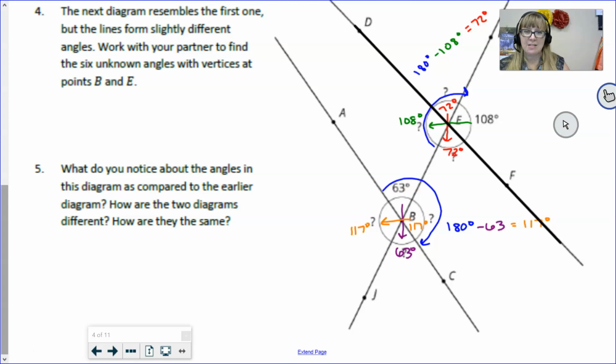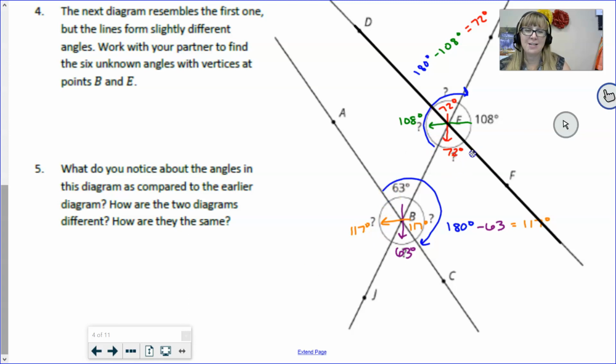When we're looking at this diagram, we can now see that we don't have corresponding angles as we had before, and that's what we should be addressing here in number 5. 72 degrees no longer corresponds with the angle below at 63 degrees. 108 degrees no longer corresponds with the angle below that, 117 degrees.